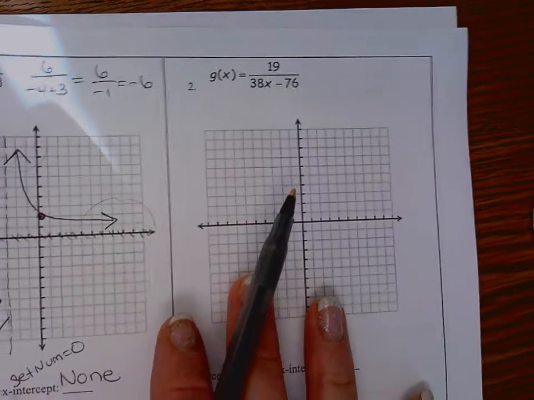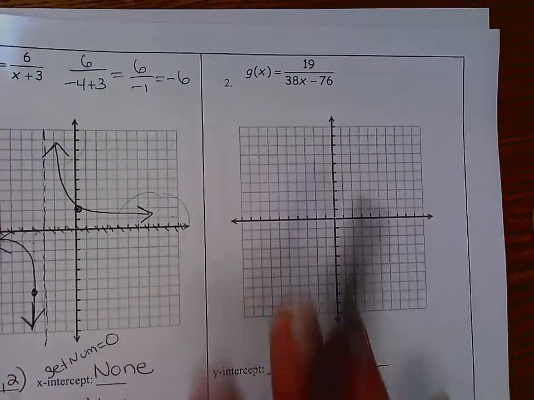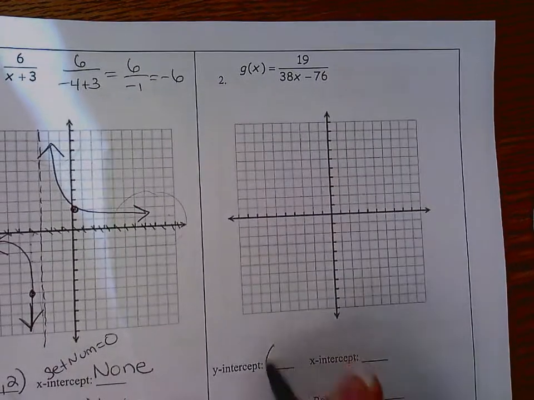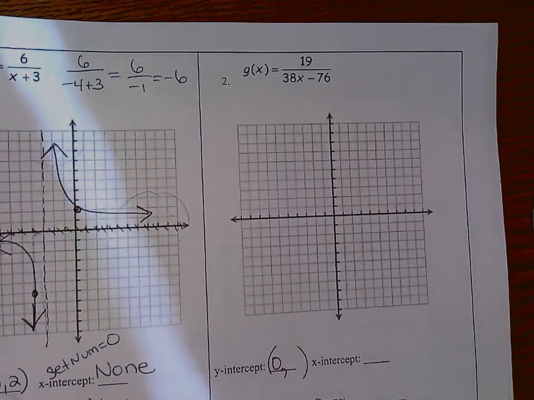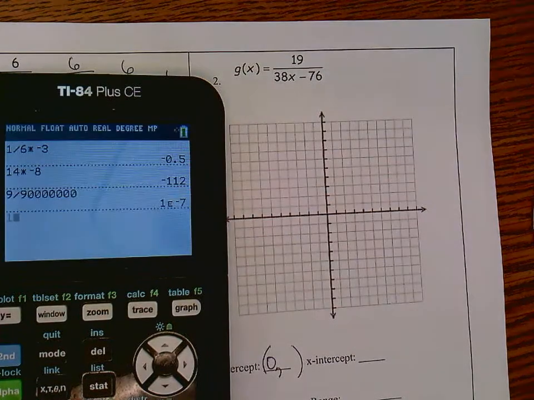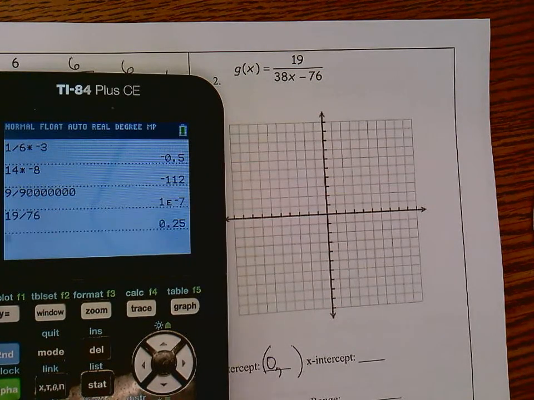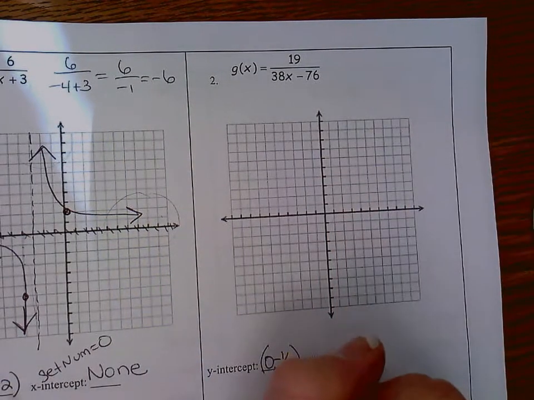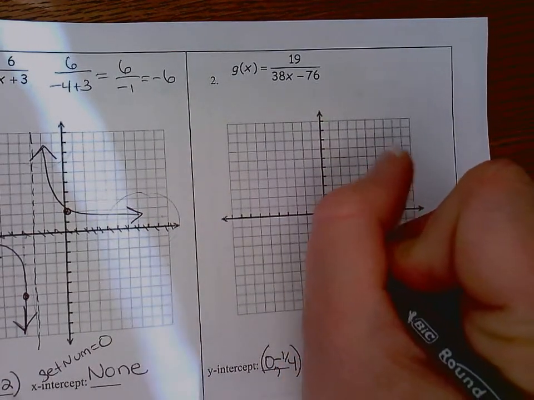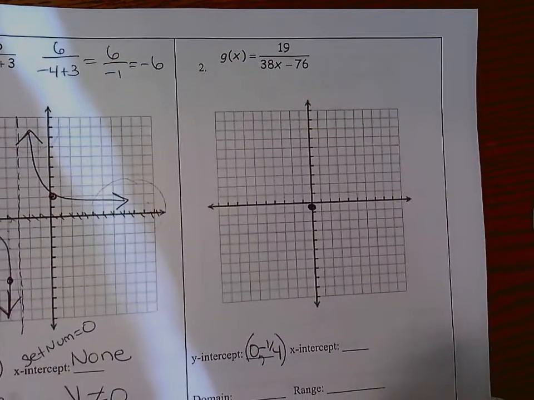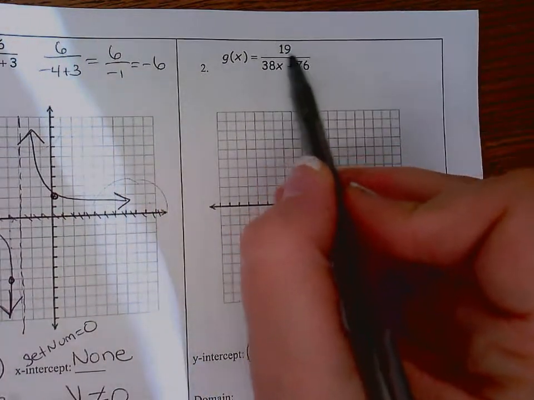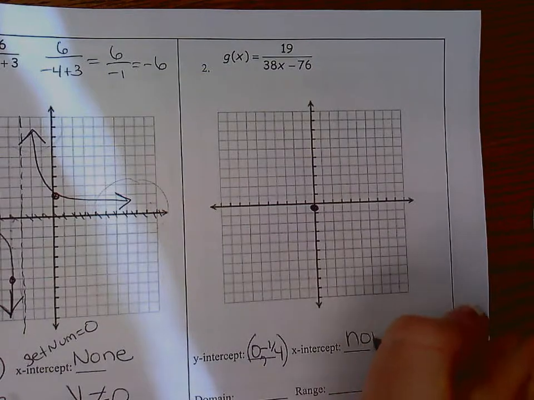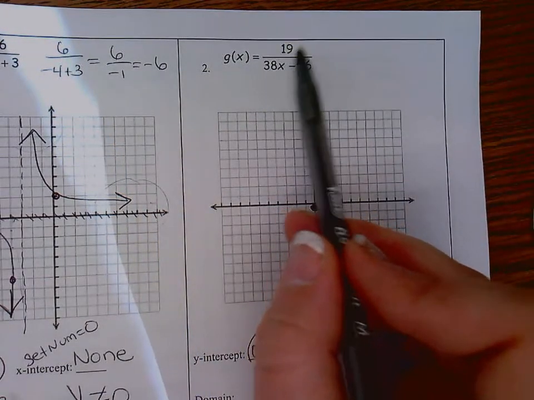So now let's do number 2 together. It's very similar to number 1, so maybe you want to pause the video and try it on your own first. To find the y-intercept, I'm going to plug in 0 for x. I don't know what 19/76 reduces to. Oh, it actually reduces to -1/4. So my y-intercept is right there at -1/4. My x-intercept, again, there is none. I have 19 in the numerator. That can never equal 0.